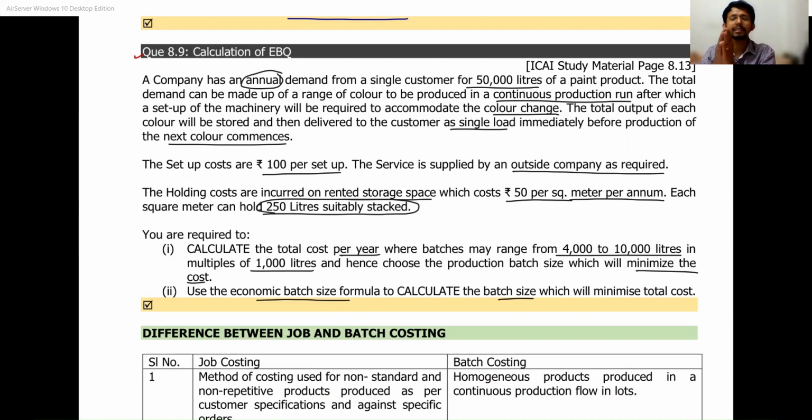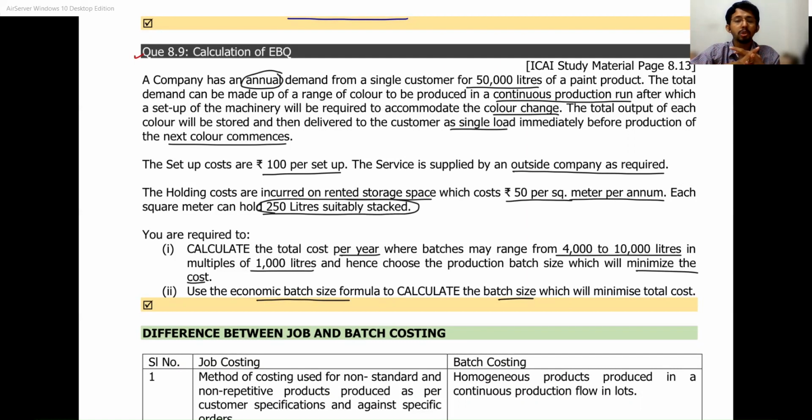6,000. What is the total cost? Like that, you continue up to 10,000 and you see at which batch size you have the minimum cost. Okay, that is the layman's approach. And you find out which production, whether it is 4,000 or 5,000, or at which production the total cost is less. That is one calculation.